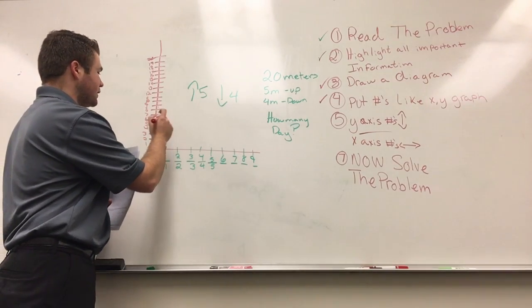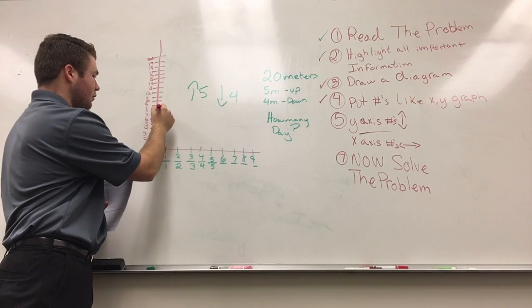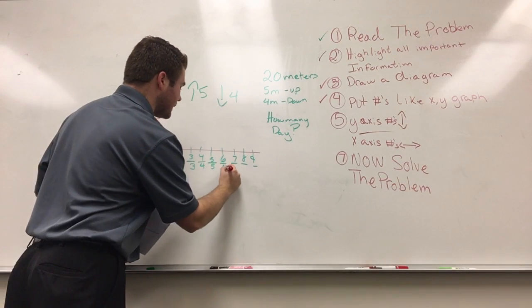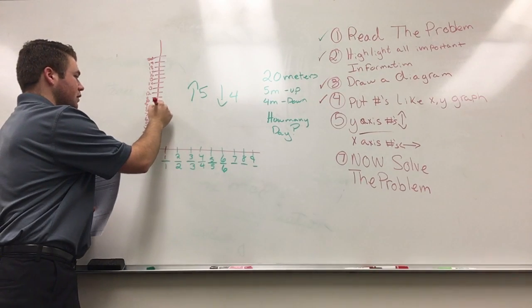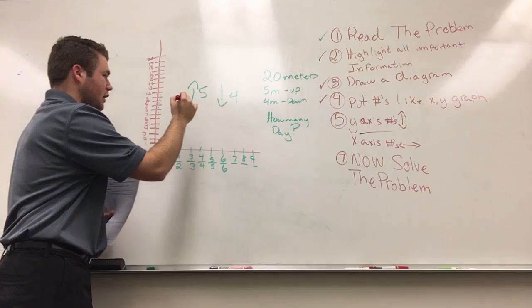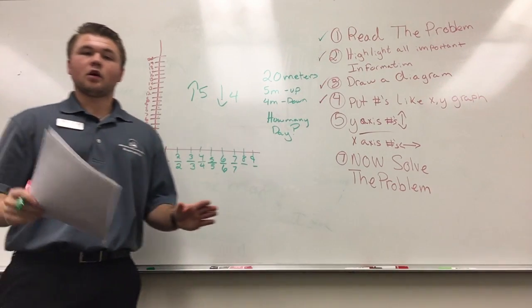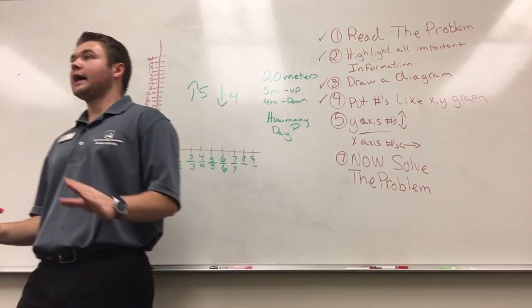Okay, so at day 6, you ready? So we are at 5. So 1, 2, 3, 4, 5. 1, 2, 3, 4. So now we're at 6. Day 7: 1, 2, 3, 4, 5. 1, 2, 3, 4. So at 7, we're at 7 meters. Okay? Are we seeing the pattern right now? We have a pattern happening.